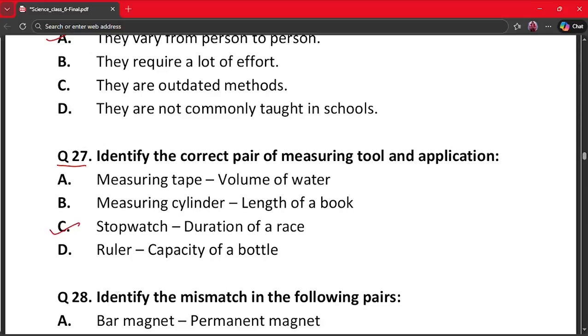So a stopwatch measures time. Races are measured in duration. Rulers measure length, not capacity. So stopwatch to duration is the correct option.